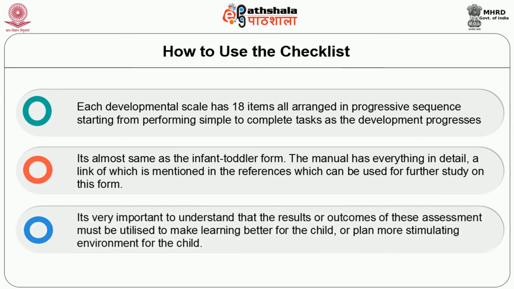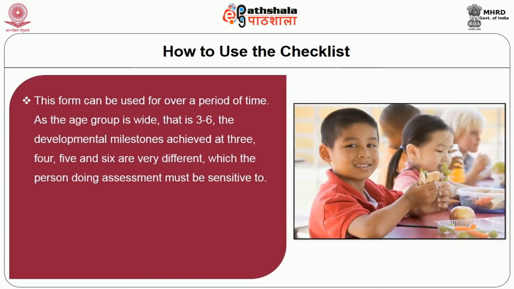It is very important to understand that the results or outcomes of this assessment must be utilized to make learning better for the child or plan a more stimulating environment for the child. This form can be used over a period of time. As the age group is wide, that is 3 to 6, the developmental milestones achieved at 3, 4, 5 and 6 are very different, which the person doing the assessment must be sensitive about.